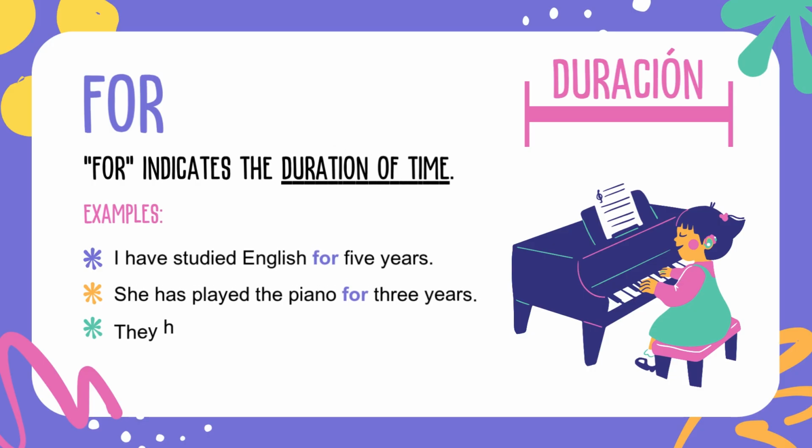For indicates duration of time. So I have studied English for 5 years. She has played the piano for 3 years. They have worked for 6 months. All of these times are duration: 5 years, 3 years, 6 months. All of them are duration of time.